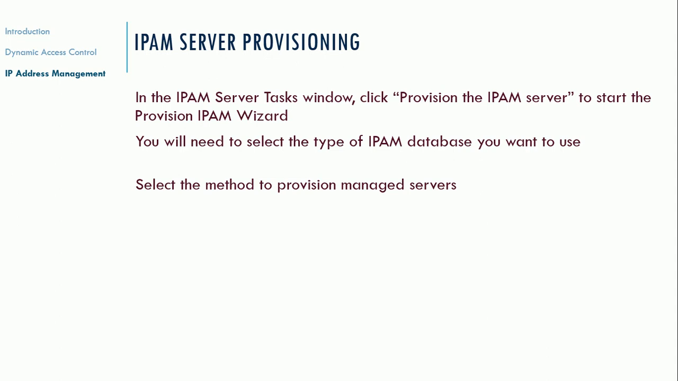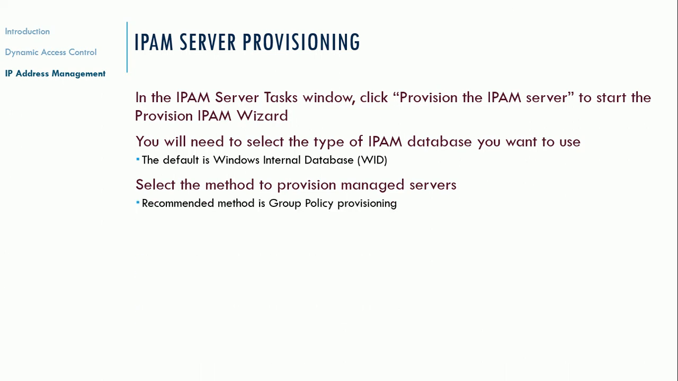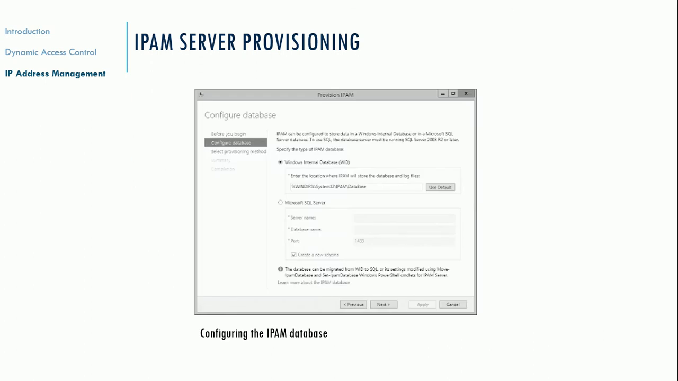So as far as provisioning, in the IPAM server tasks window, you're going to click Provision the IPAM server to start the Provision IPAM wizard. You'll need to select the type of IPAM database you want to use. The default is Windows Internal Database, but like I said, I'm pretty sure you can use SQL Server as well. You can select the method to provision managed servers. The recommended method is group policy provisioning. If you choose group policy, you have to enter a GPO name prefix.